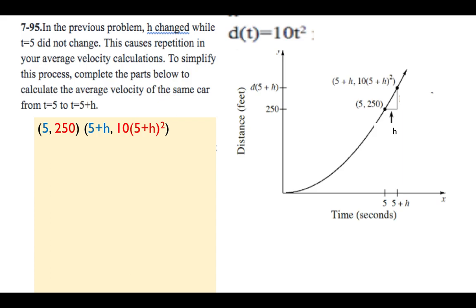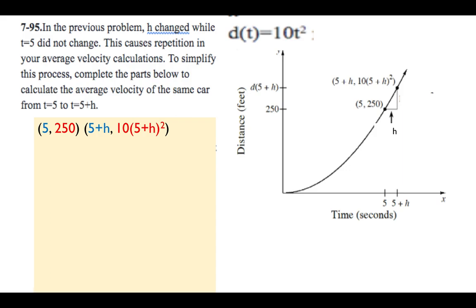Again, let me remind you all where we got these two points. They come from taking the first one, when t equals 5, and plugging it into our function for t. Remember in our previous video, we did 5 squared, 25, times 10, 250. The second point we got by plugging in 5 plus h for t. If we plug in 5 plus h, that's your x value, you get this output. Instead of t, we put in 5 plus h. So that's where this came from.